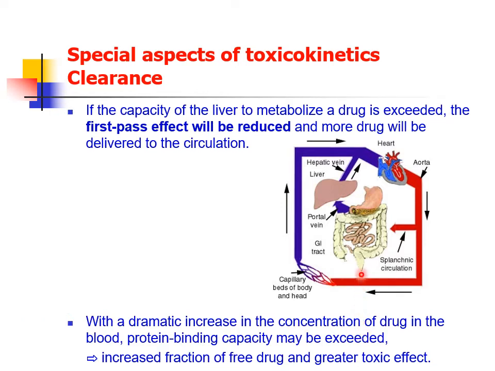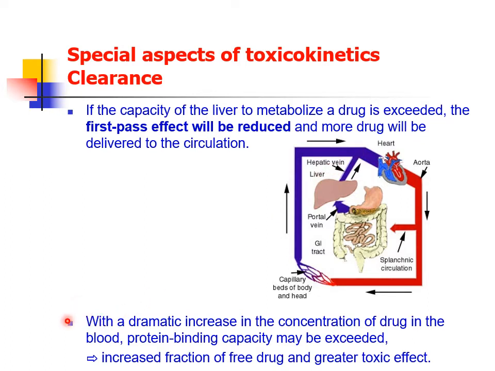Let's go to the figure. If a drug is given orally, it will be absorbed from the gastrointestinal tract to the liver before reaching the systemic circulation. If the capacity of the liver to metabolize the drug is exceeded, first pass effect will be reduced. So metabolism of the drug in the liver will be reduced. What will happen? More drug will be delivered to the circulation.